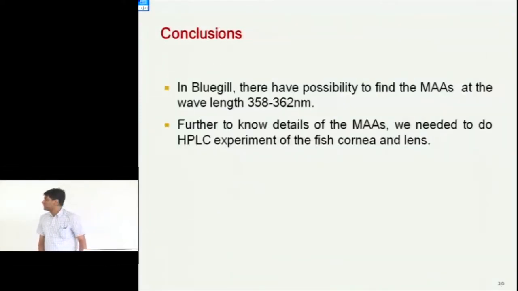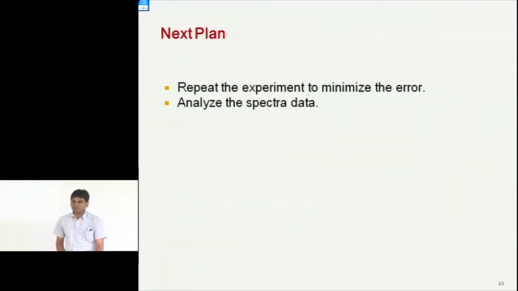So, conclusion: we have a possibility to find the MAS at the wavelength 358 to 362 nanometer. To know the details of the MAS further, we need the HPLC experiment for the fish cornea lens. And before the HPLC experiment, we will repeat the experiment to minimize this error and analyze the spectra data.